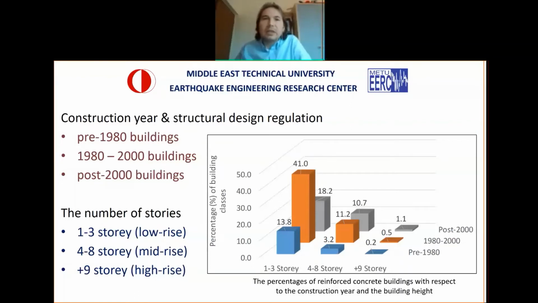This class corresponds to one of the most vulnerable groups in the Turkish building stock and constitutes about 11% of the reinforced concrete buildings in Izmir. That 11% actually corresponds to more than 50,000 buildings. So there are more than 50,000 buildings in Izmir that can be accepted as relatively highly vulnerable compared to the other groups on this slide.